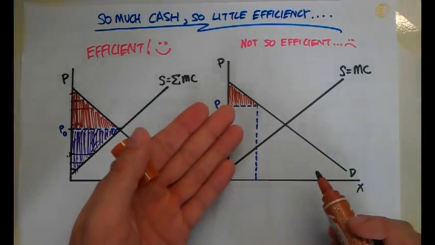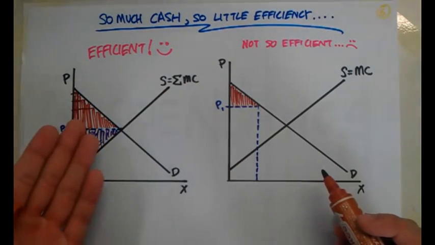So what is the brown part again? Producer surplus. What is the purple part?